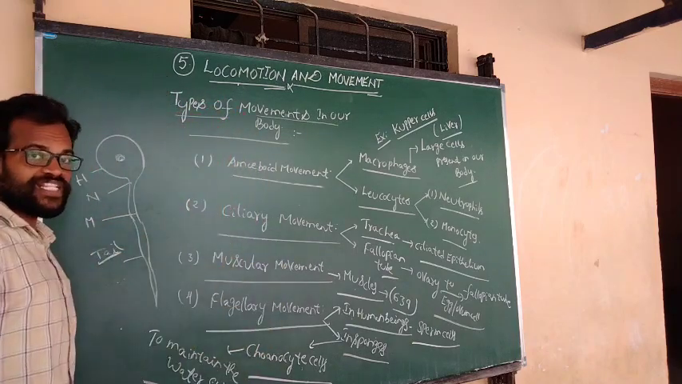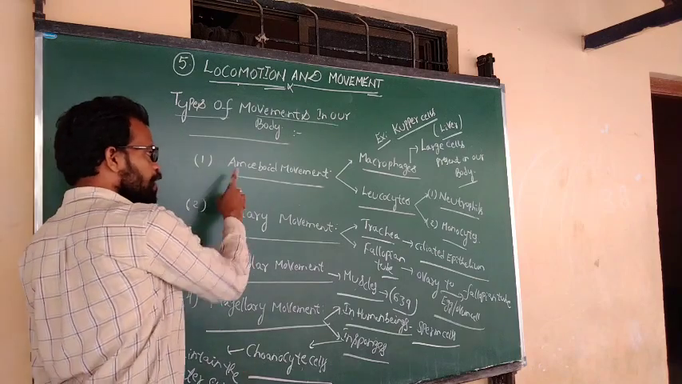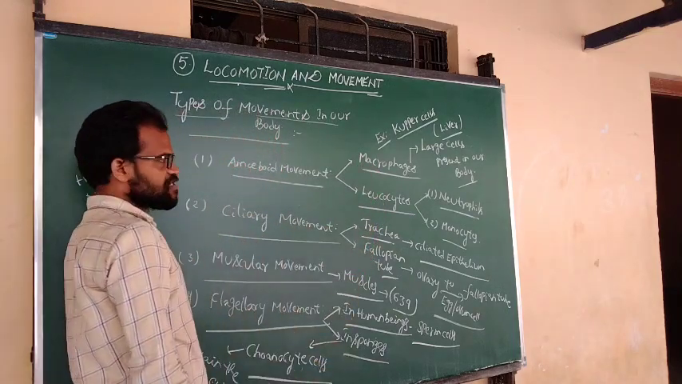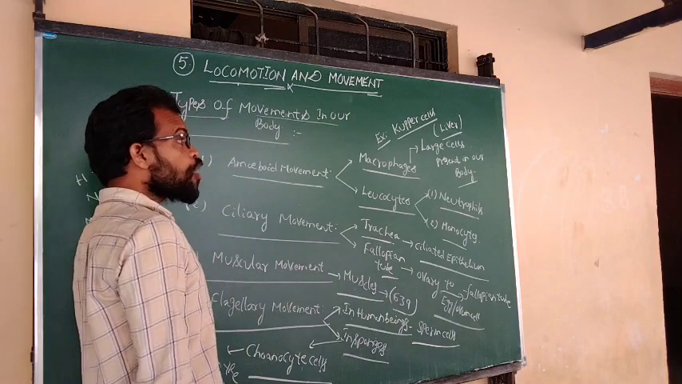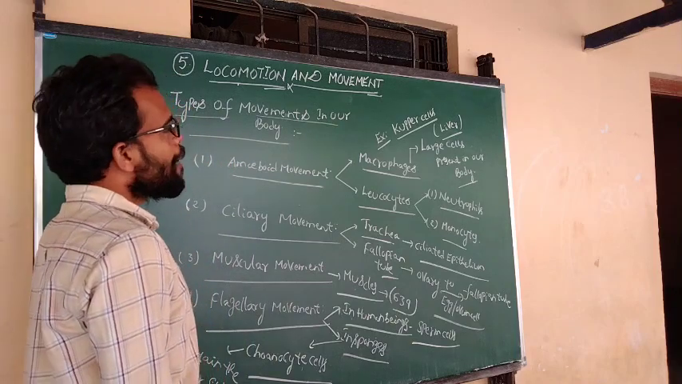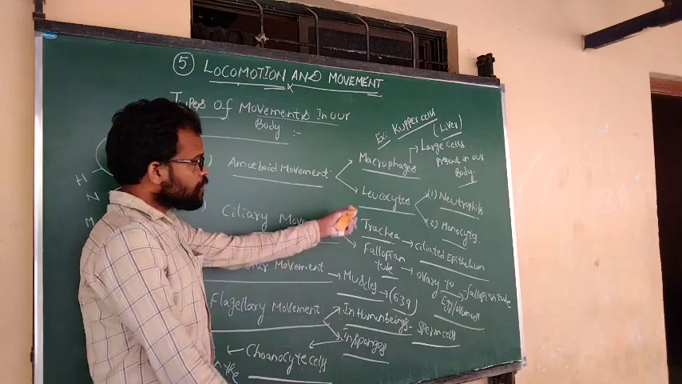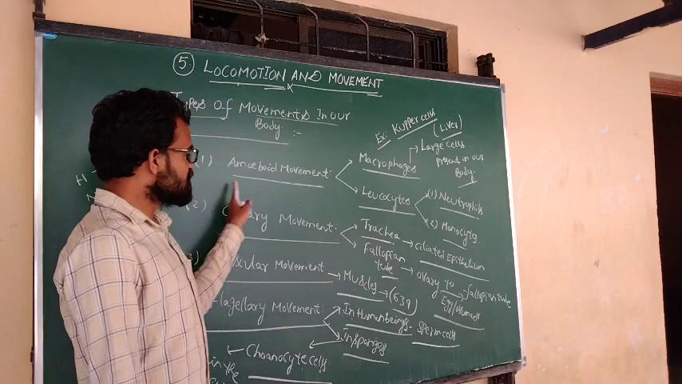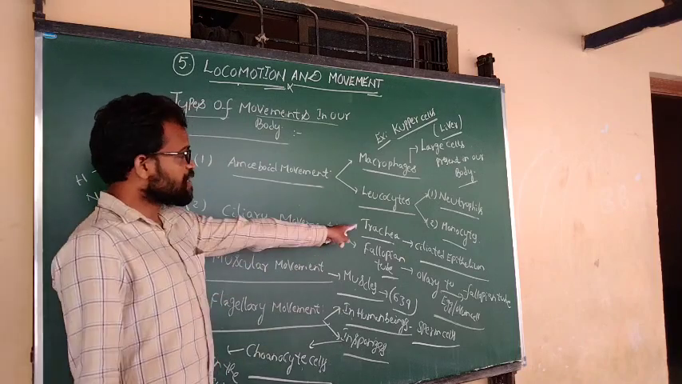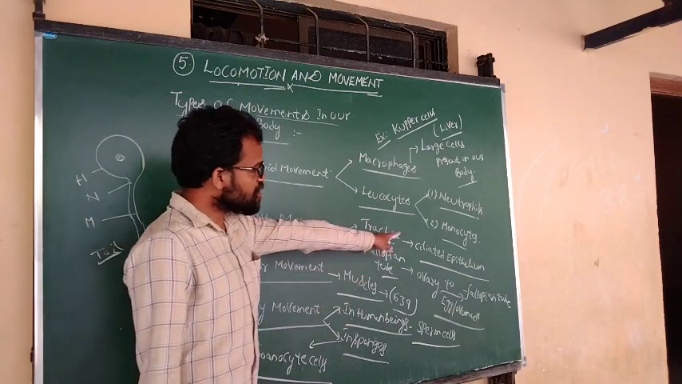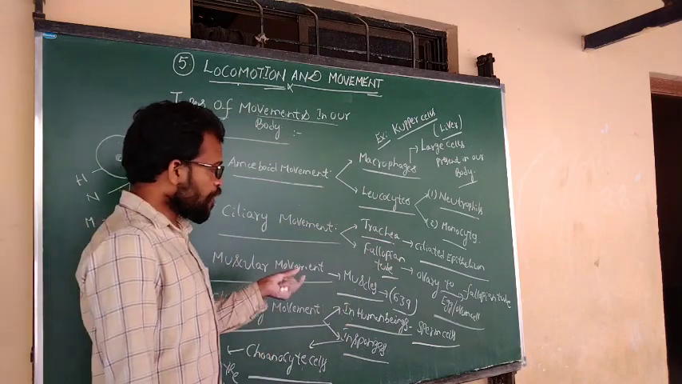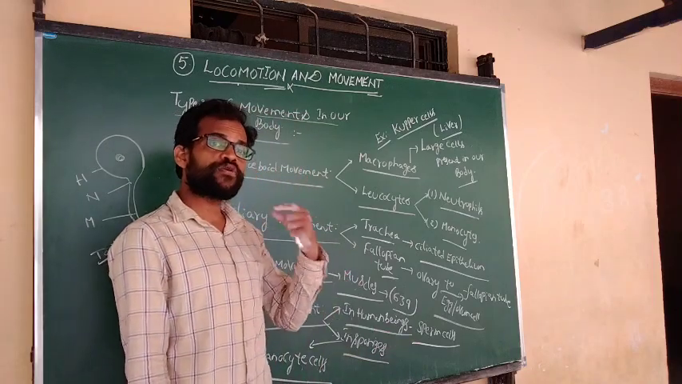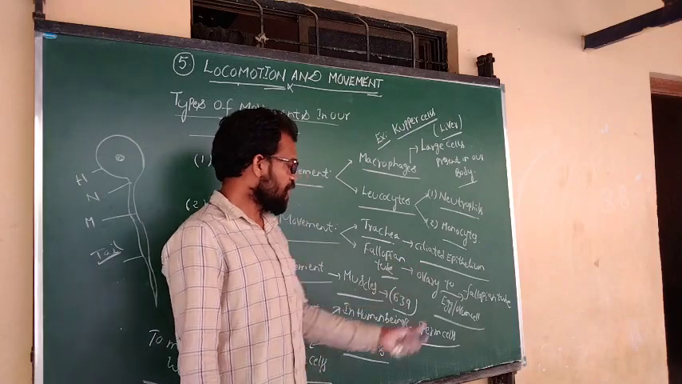The types of movement in our body. Amoeboid movement is exhibited in macrophages and leukocytes. The macrophages are the large cells present in our body. And the leukocytes are neutrophils and monocytes. Second category, ciliary movement: it is exhibited in the trachea and fallopian tube by ciliated epithelium. Whenever the ovary produces an egg cell, it moves from the ovary to the fallopian tube.